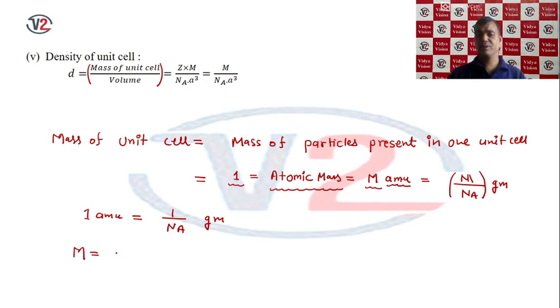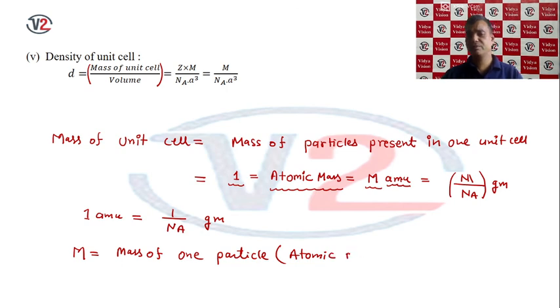Here, what is m? m is the atomic mass or molecular mass, or we can say that this is the mass of one particle. Mass of one particle, that may be atomic mass or molecular mass. It depends on the type of particle. Is it clear? So this is the mass of the unit cell.